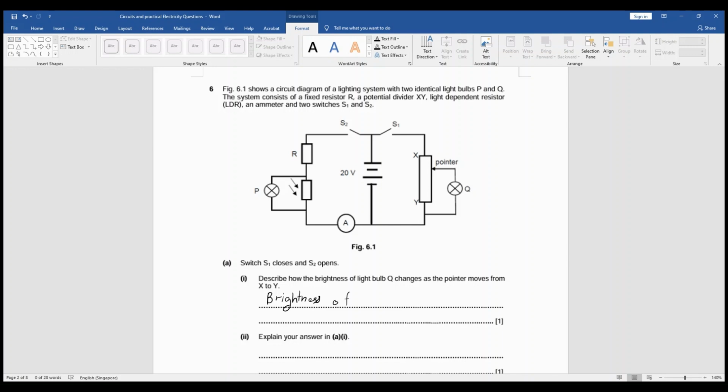Describe how the brightness of the bulb changes when switch S1 closes and switch S2 opens. Correct.